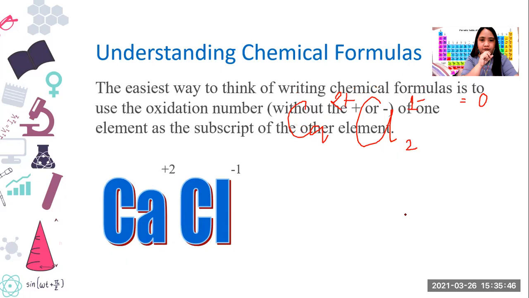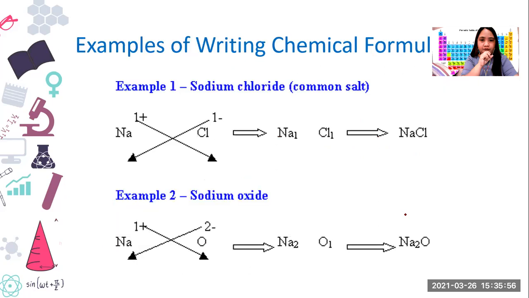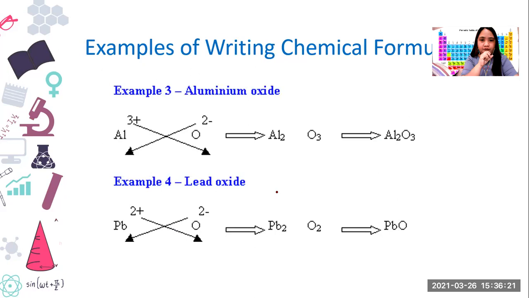The easiest way to think of writing chemical formulas is to use the oxidation number, without the positive or negative, of one element as a subscript of the other element. Here are other examples: sodium chloride, sodium oxide. This is negative 2 and positive 1. If you add them together, that becomes negative 1 charge for sodium oxide. So instead, we put a subscript 2 on sodium and add oxygen. That's Na2O. Then aluminum oxide and lead oxide.